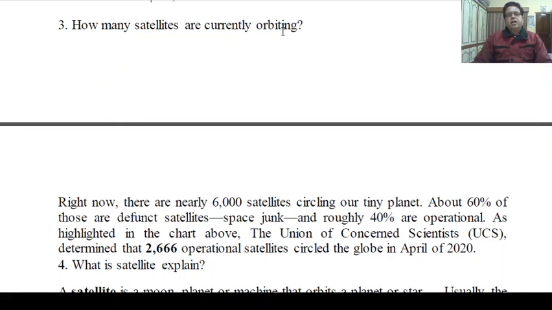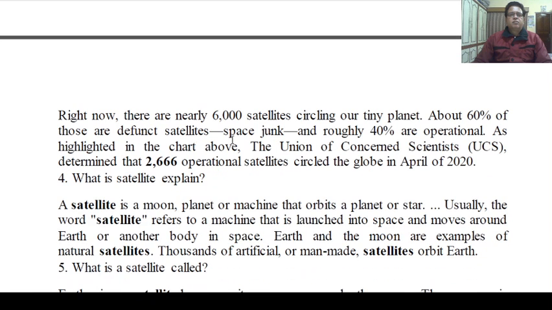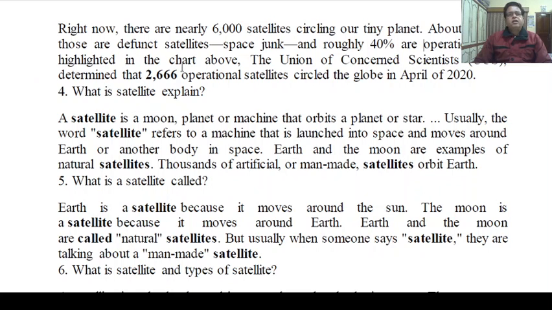How many satellites are currently orbiting? Right now there are nearly 6,000 satellites circling our teeny planet. About 60% of those are defunct satellites, space junk, and roughly 40% are operational. Only 40% are operational. As highlighted in the chart above, the Union of Concerned Scientists (UCS) determined that 2,666 operational satellites circled the globe in April 2020.